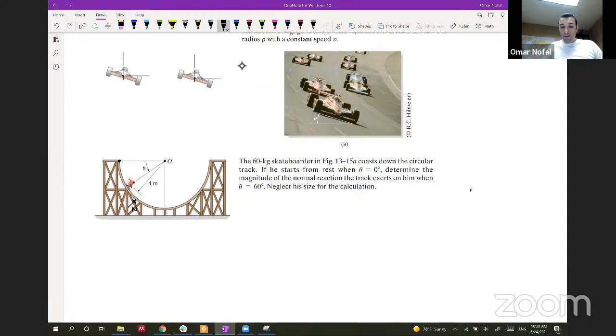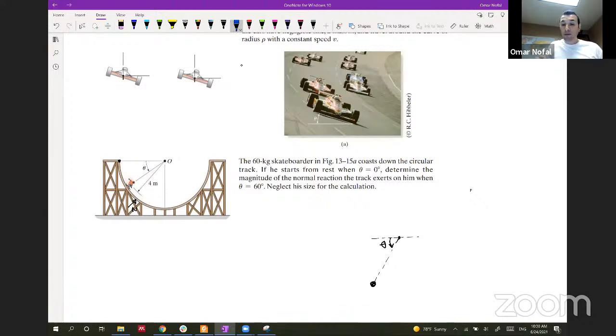So let's first assume that this guy is at any random angle theta here. Nothing is mentioned about the friction, so we will not be dealing with friction in this problem. However, he is exposed to friction, but since it's not mentioned, we will not include it in our analysis.